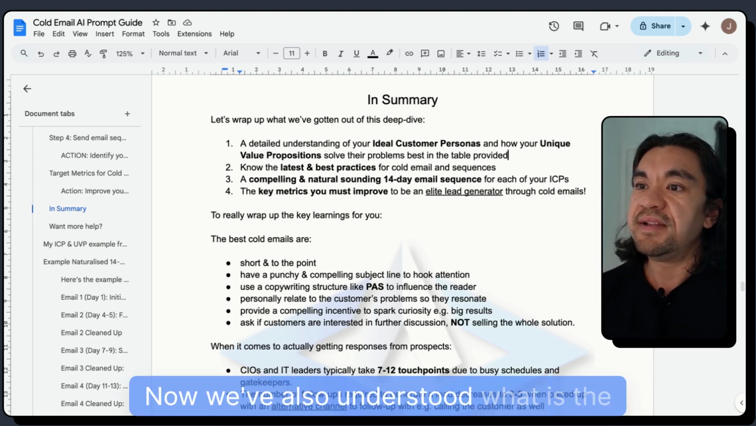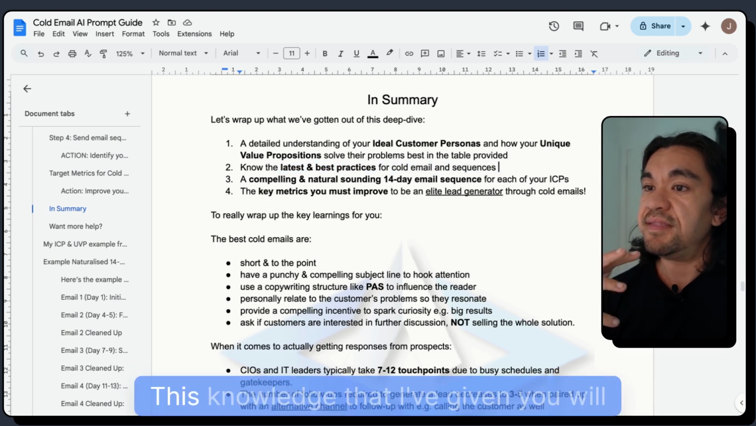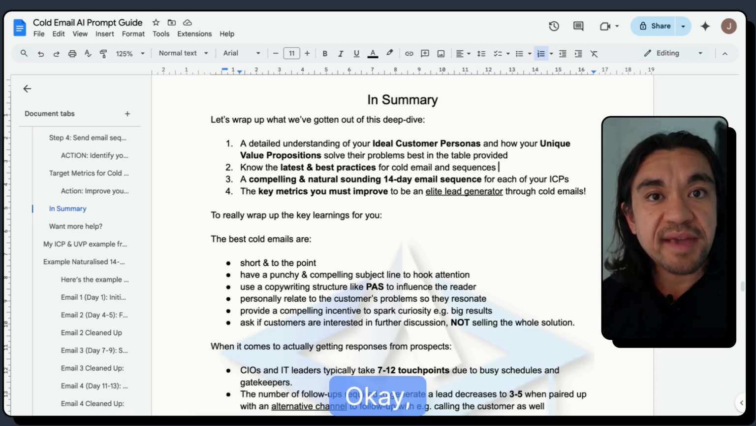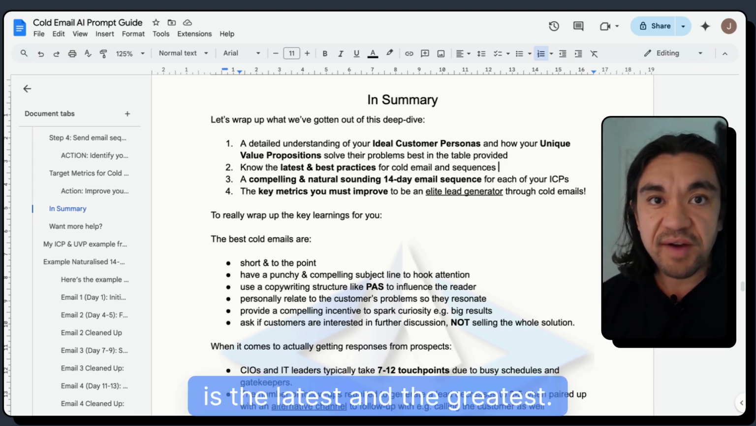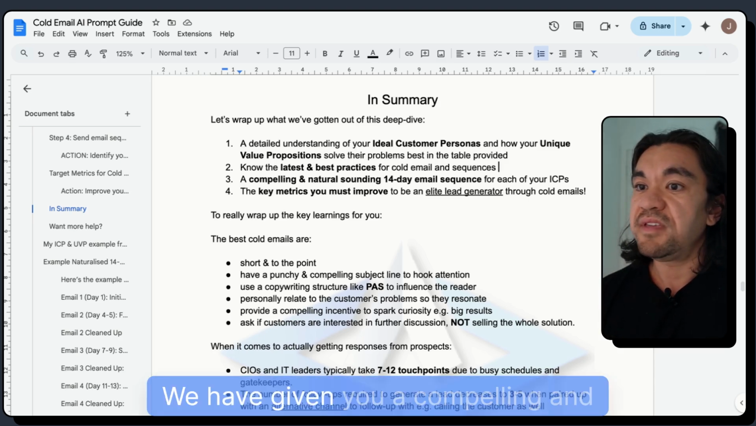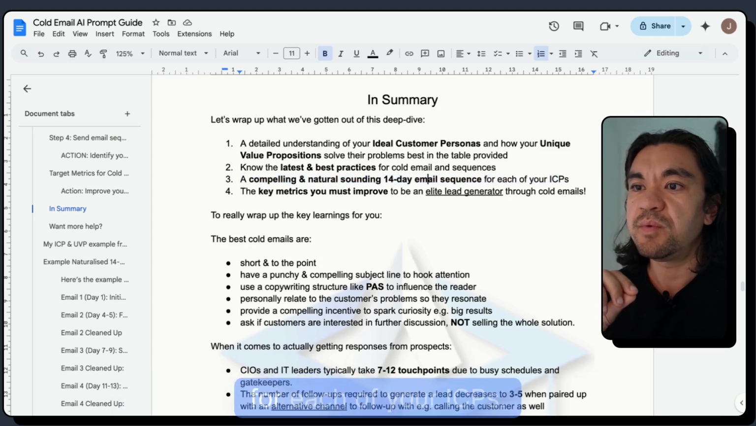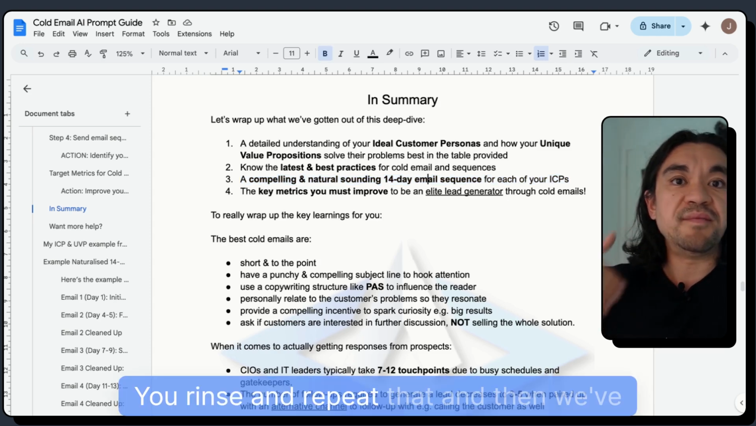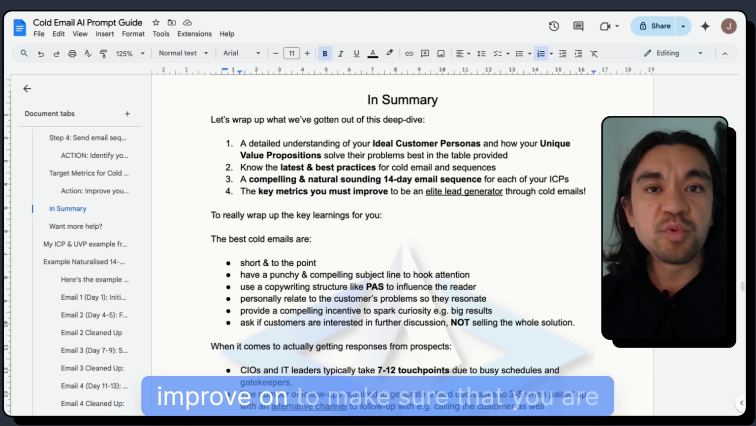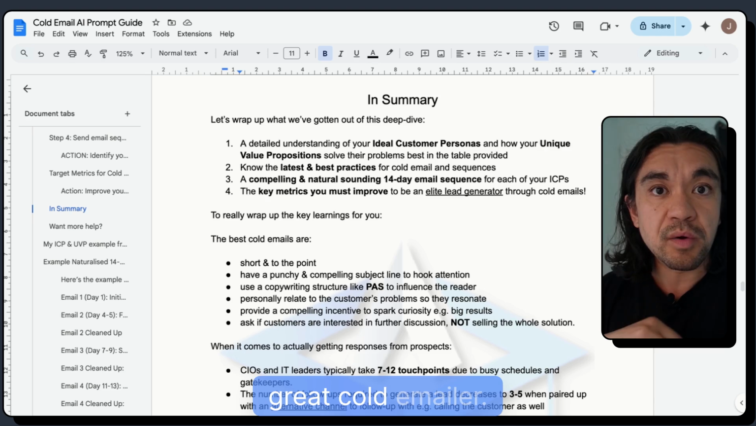Now, we've also understood the latest and best practices for cold email and sequences. This knowledge that I've given you will serve you well for years to come, okay? This is the latest and the greatest. It is absolutely useful for a long time. We have given you a compelling and natural sounding 14-day email sequence for each of your ICPs. You rinse and repeat that. And then we've given you the key metrics that you must improve on to make sure that you are hitting the gold standard of being a great cold emailer.